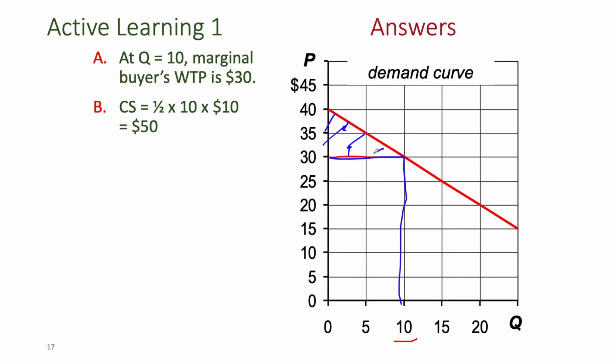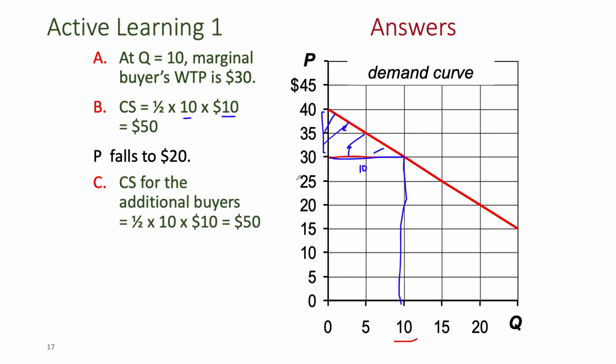How do I find the area of this triangle? It's 1/2 times the base times the height. The base here goes from 0 to 10, so the base is 10 units. And the height is 40 minus 30, so the height is also 10. So 1/2 times base times height is 50 bucks. So the consumer surplus when the price in the market is set to 30 bucks is $50. Okay. Now suppose the price falls to 20 bucks. So instead of charging 30 bucks, the price in the market falls to $20.